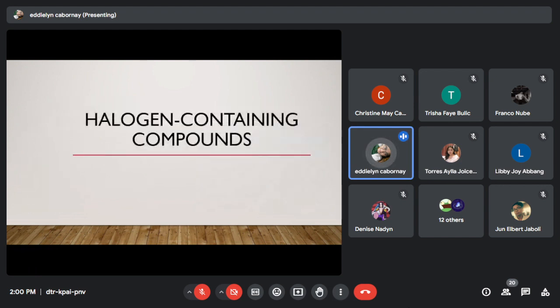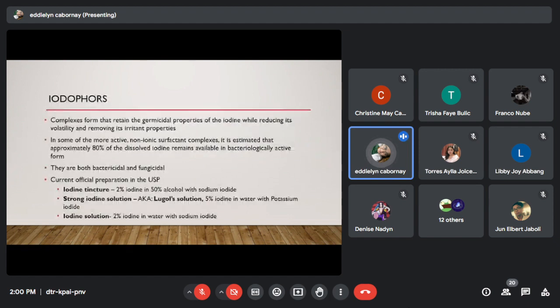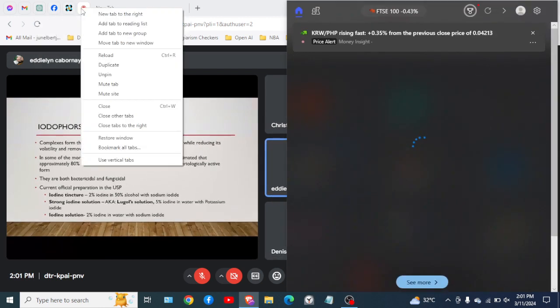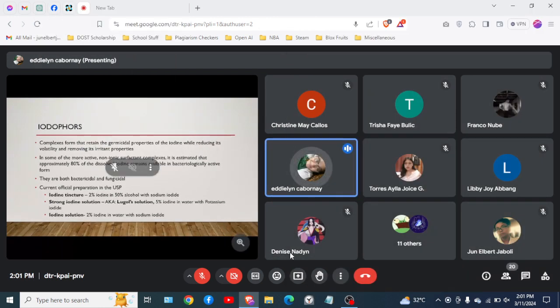Okay, so for halogen-containing compounds, we have iodophores. So these are complexes that retain the germicidal properties of the iodine while reducing its volatility and removing its irritant properties. So iodine, take note of this. It is one of the most effective and useful germicides. Again, iodine is one of the most effective and useful germicides. They are both bactericidal and fungicidal.